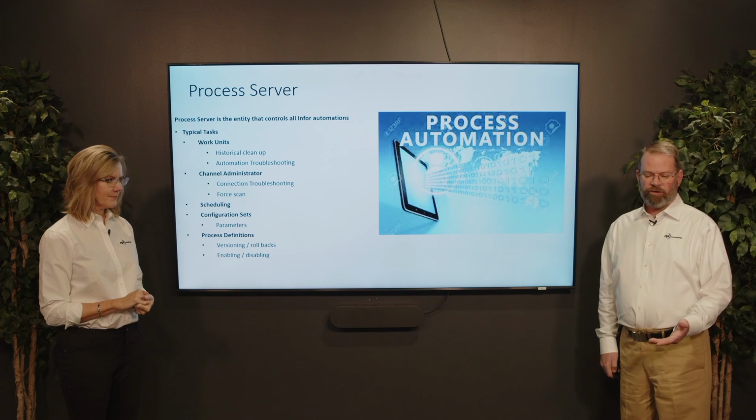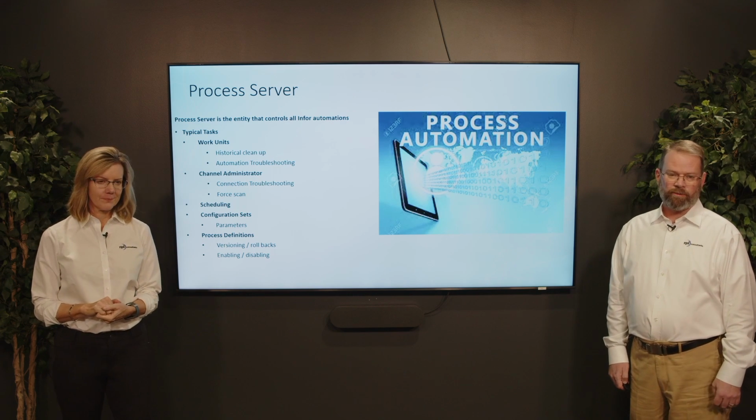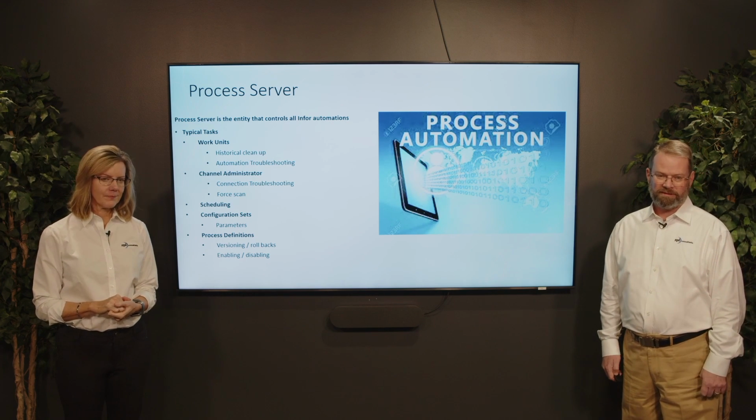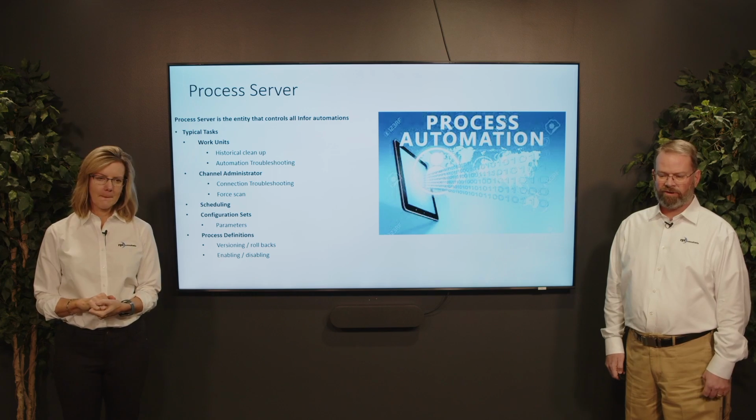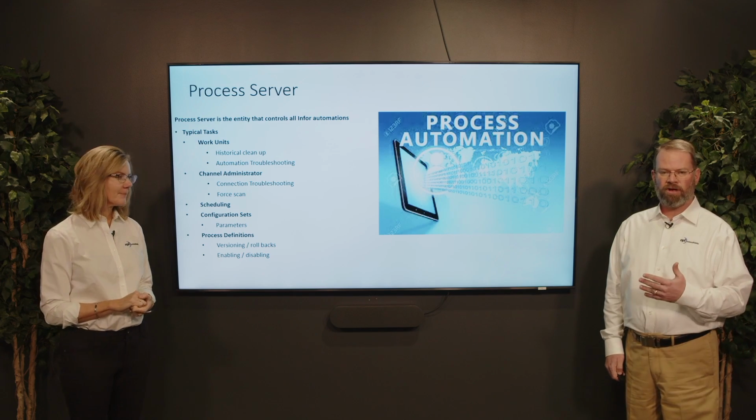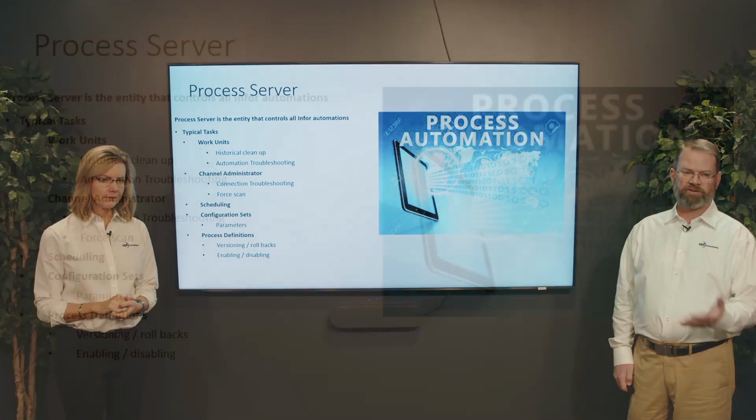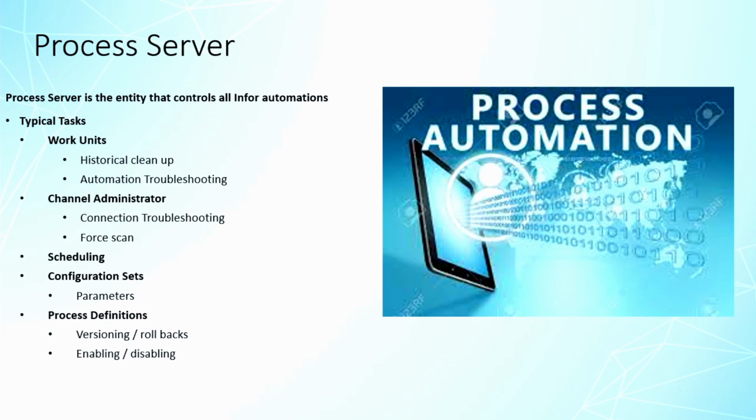So the next area that your administrators will be going into quite frequently is the process server area. So the process server is the area that really controls all of the automations. So any of your process flows that are running, this is where you can get at all of the information in and around those flows. So the typical task that you're going to be doing is really kind of looking if you're encountering an error where a flow isn't finishing or it's not acting as expected.